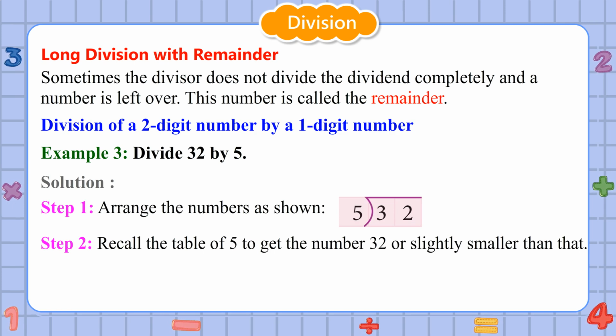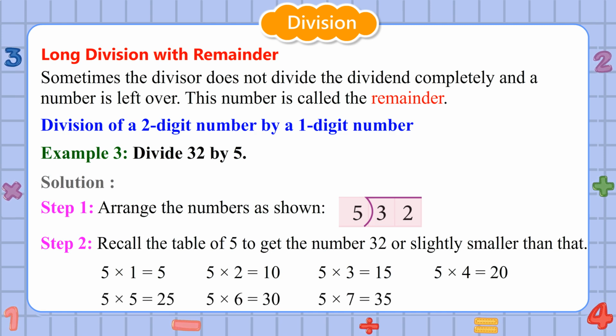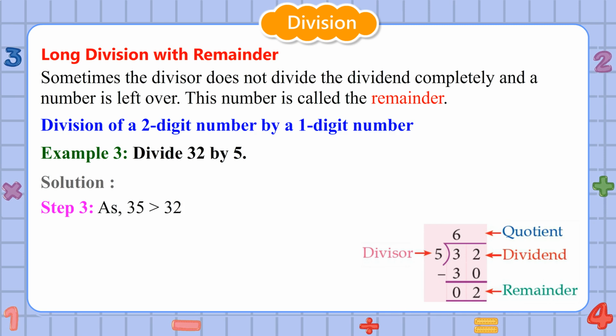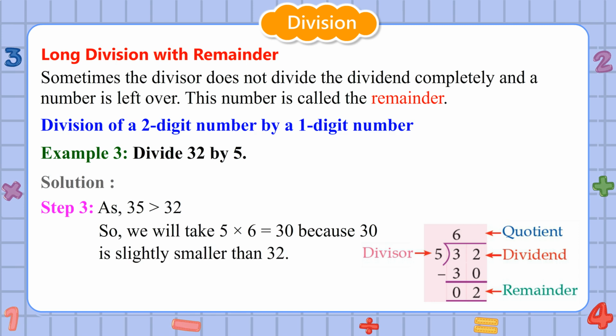Step 2. Recall the table of 5 to get the number 32 or slightly smaller than that. 5 ones are 5. 5 twos are 10. 5 threes are 15. 5 fours are 20. 5 fives are 25. 5 sixes are 30. 5 sevens are 35. Step 3. As 35 is greater than 32, we will take 5 × 6 = 30 because 30 is slightly smaller than 32.